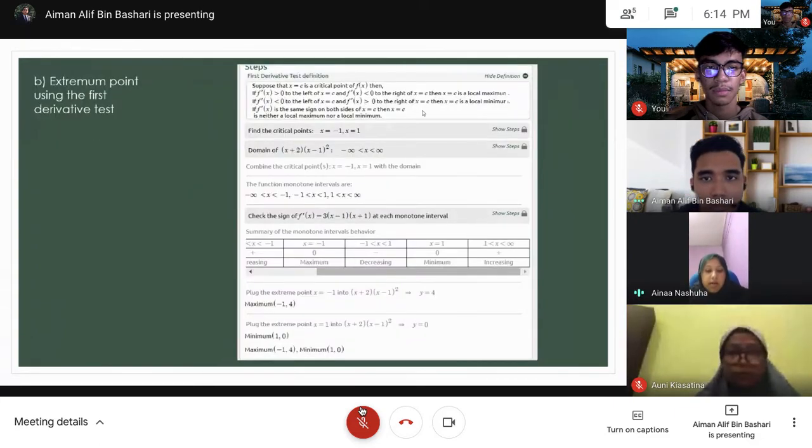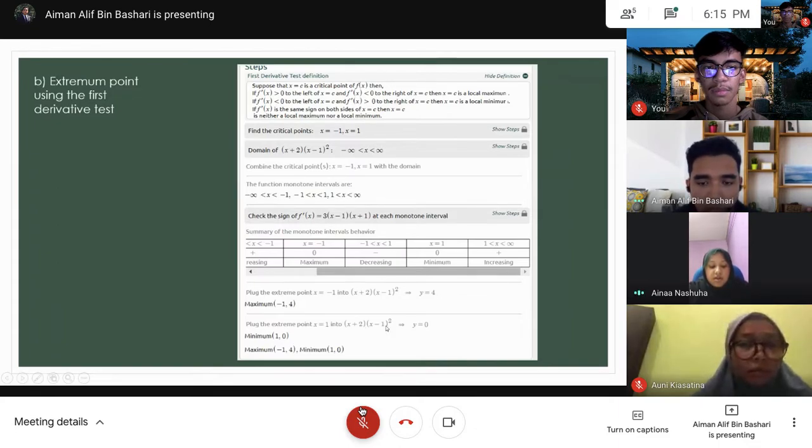So I will explain about the extremum points. After we get the critical values, we need to substitute them into the f(x) equation to get the critical points. After we substitute, we get critical points which are (1, 0) and (-1, 4). After we get critical points, we use the first derivative test to determine which is the minimum point and which is the maximum point. For (1, 0), we get a sign of negative to positive, so that means (1, 0) is a minimum point. And for (-1, 4), we get a sign of positive to negative, so (-1, 4) is a maximum point. So I will pass the next question to Auni.